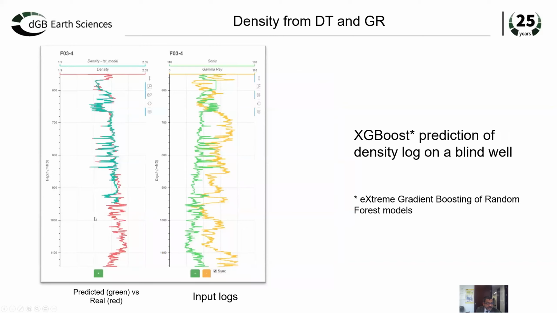And what you see on the top, the green overlay, is the predicted log based on the sonic, and the yellow is gamma ray. And the original density is behind. And so you can actually use it. The method is called extreme gradient boosting, which is XGBoost, one of the prediction algorithms from deep learning.